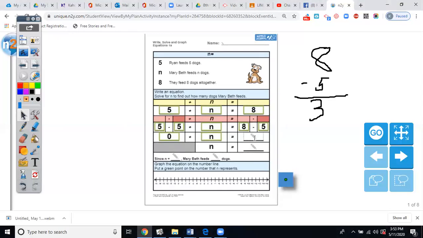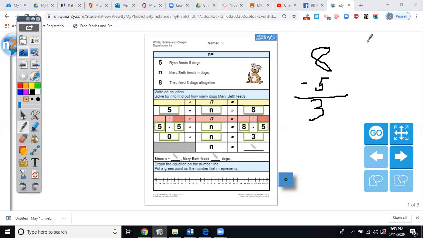So all we did was take the total number of dogs they feed all together. Both of them fed 8. We know that Ryan fed 5. So we went ahead and subtracted the amount that Ryan fed, because we're trying to figure out how many Mary Beth fed. They fed 8 dogs altogether, minus the 5 that Ryan fed, equals 3. Mary Beth, we now solve for n. Mary Beth feeds 3 dogs.